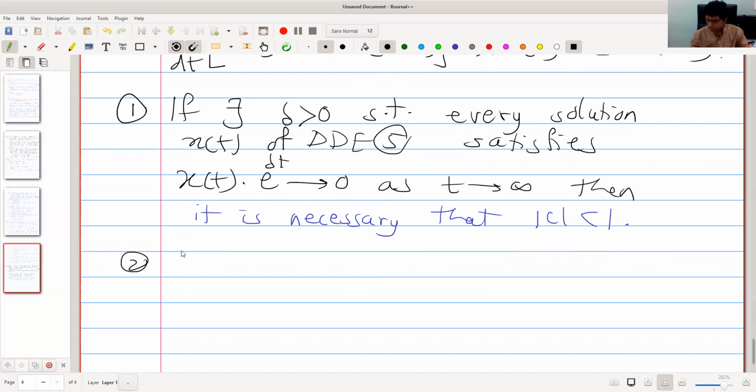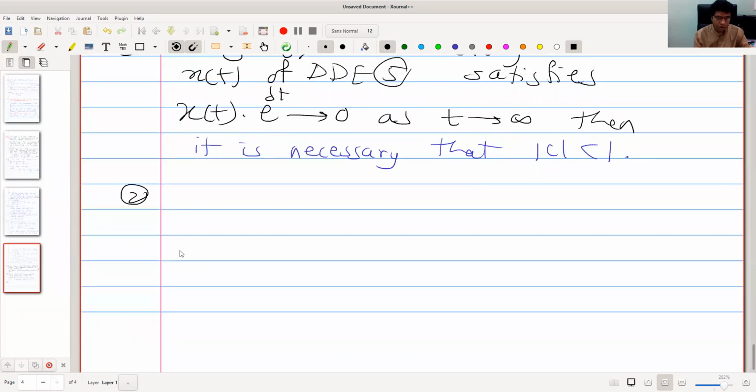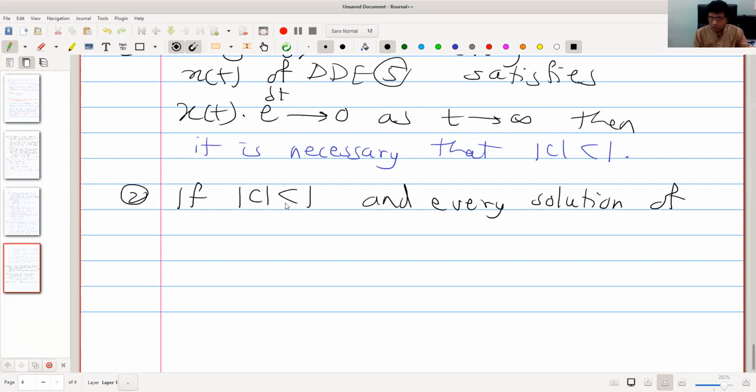Second result is, if mod c is less than 1. Now the assumption is mod c less than 1, and every solution of the ODE, ordinary differential equation, d by dt of (1 minus c) x of t.